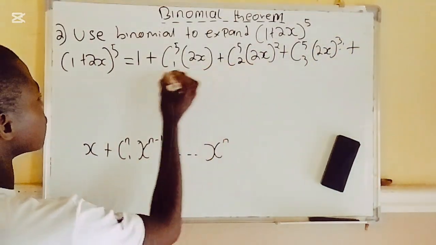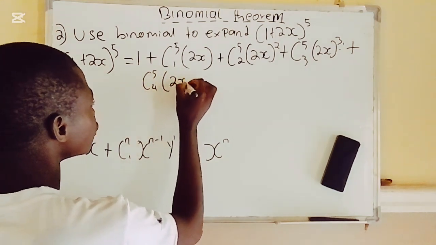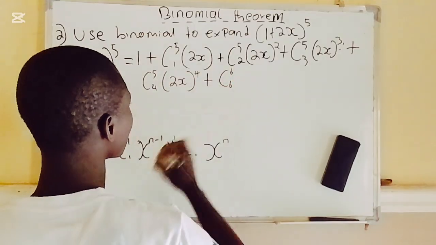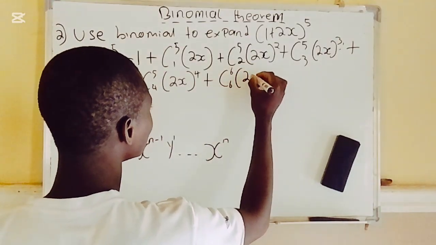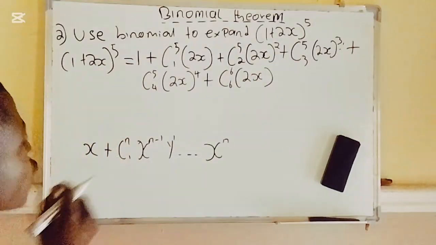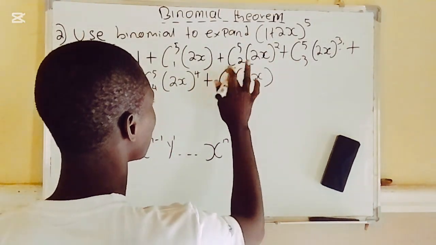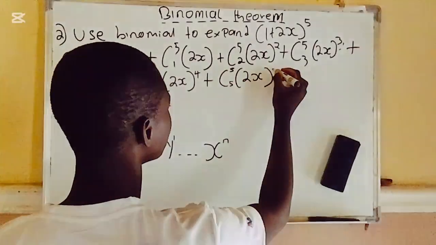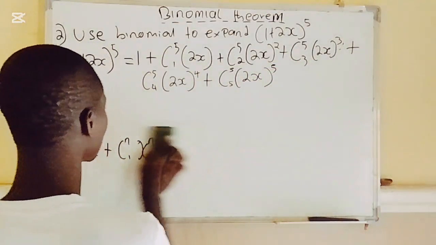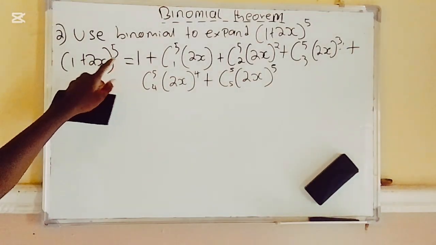Plus, I have the combination of 4 into 2x to the power of 4, plus the combination of 6 of 6 raised to the power of 2 of x to the power. Okay, sorry, I exclude the number. I have 5. I will have 5 raised to the power of 5, because I'm having only raised to the power of 5.